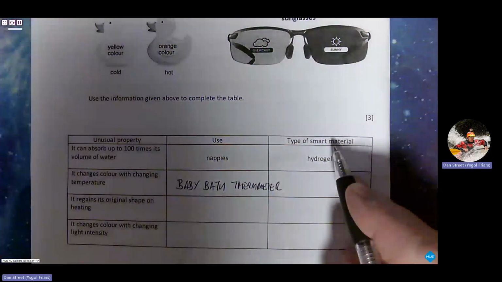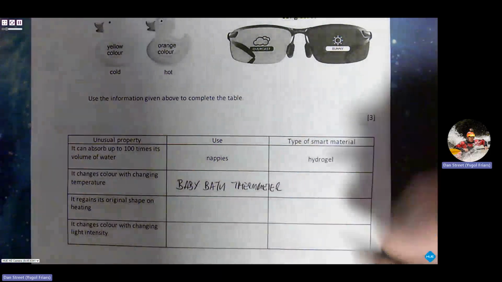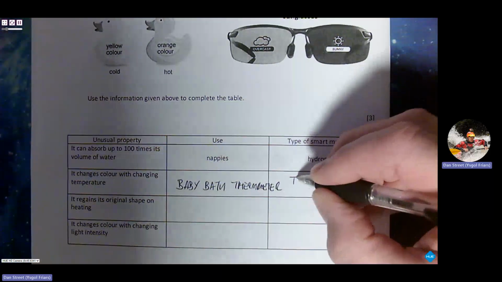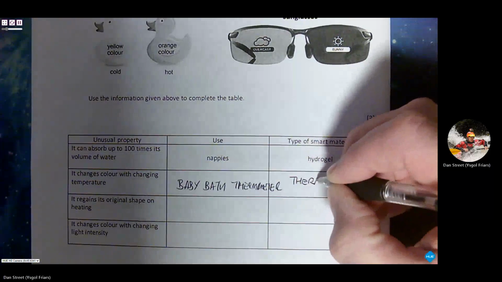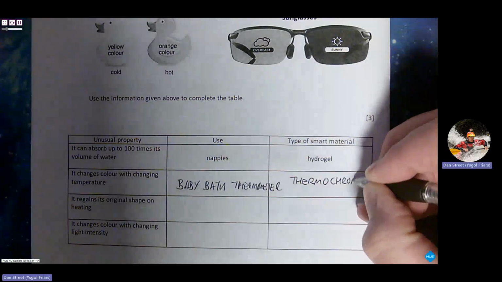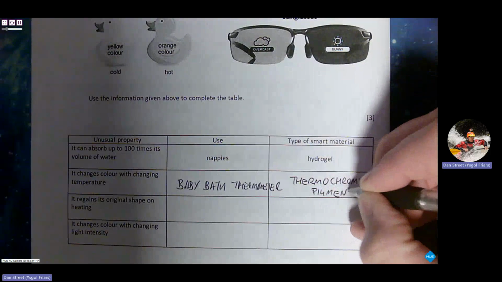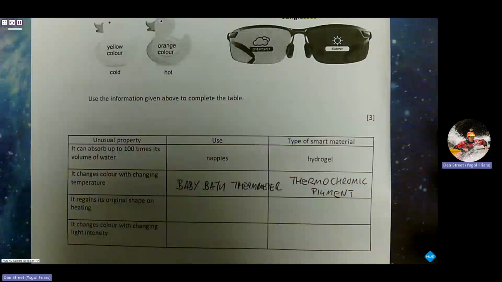And then the type of smart material is a material that changes colour due to temperature. Okay, so temperature would be the thermo, and the colour change is chromic. That's a thermochromic pigment. Is used in the making of the ducks.